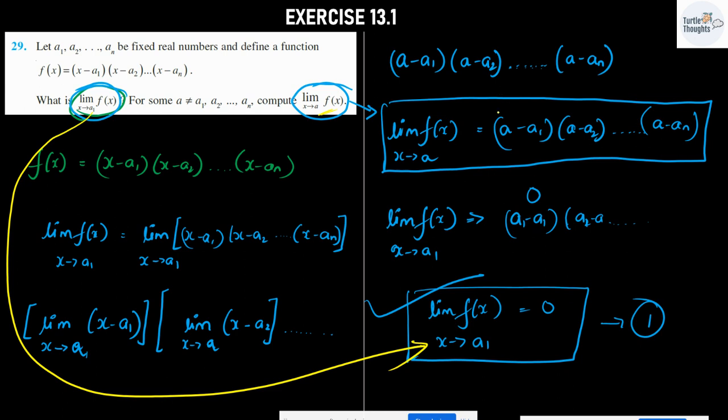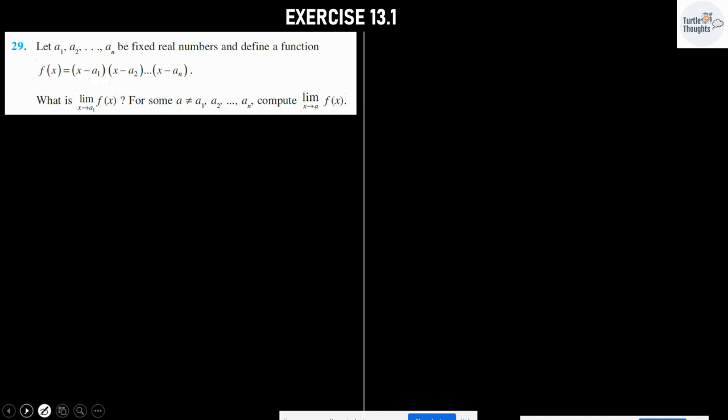You just have to substitute. I have taken this first, then I have taken the second one. Here we are substituting a in place of x. Wherever you see x, you substitute a. In this case, wherever you see x, you substitute a1. Since one of the values is 0, the whole value will go to 0.